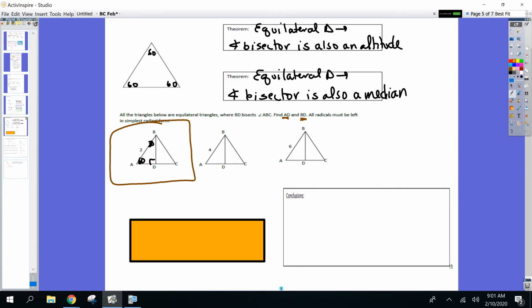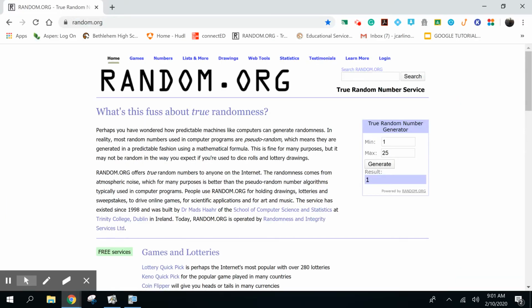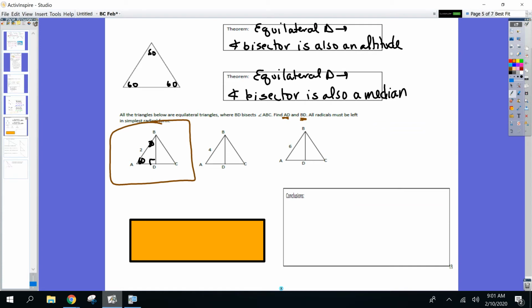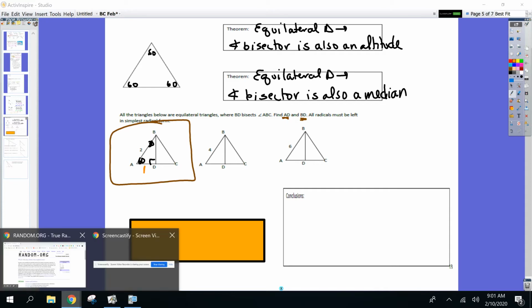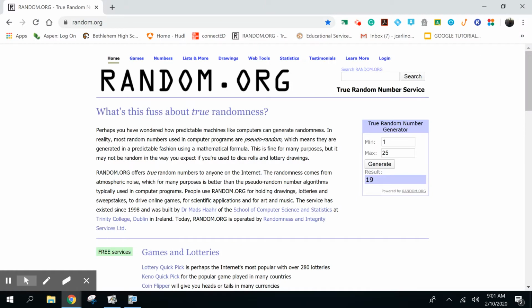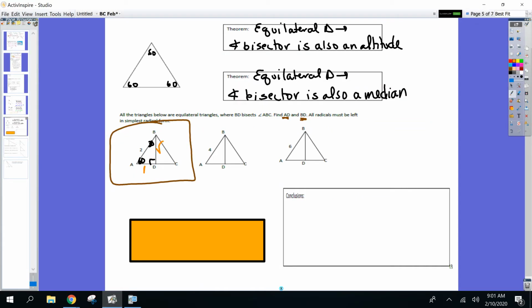All right, side lengths now. What did you guys find? The side length of AD. Here you go, 19. Side length of AD. 1, perfect. If it's a median, goes to the midpoint, cuts that side in half. Pythagorean theorem now. What about BD in simplest form? BD in simplest form, 24. Radical 3, perfect. So make sure we have those.